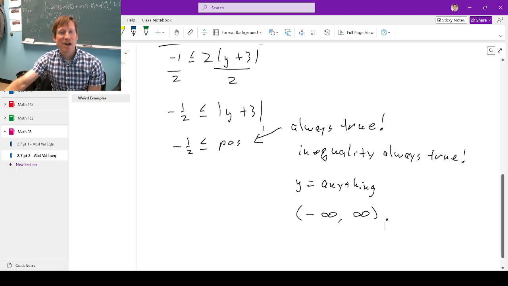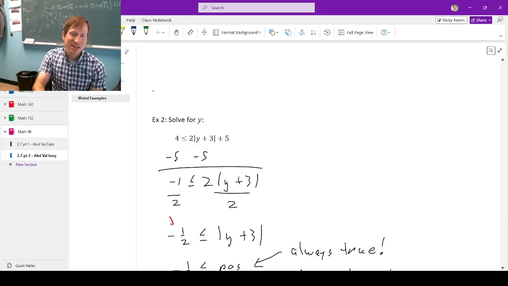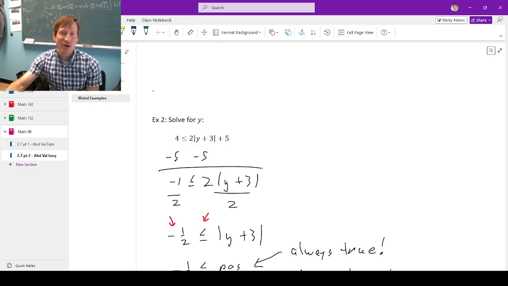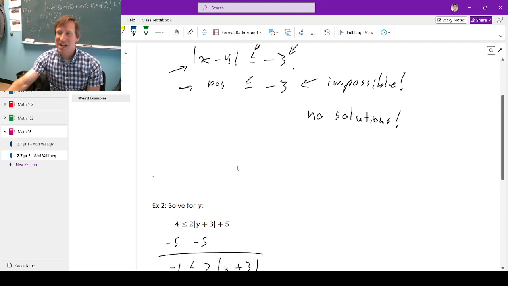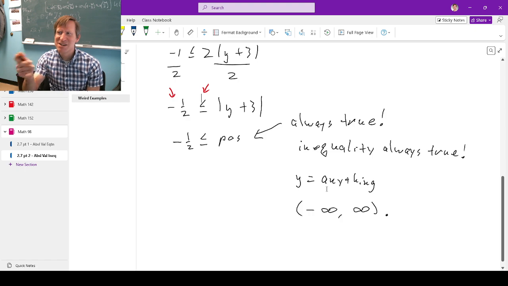The reason this happened is because once we isolated the absolute value, we had a negative on the other side, and the absolute value was on the greater side of the inequality. So what happens here is, if you have an inequality with an absolute value and a negative on the other side, you get either no solutions or everything is a solution, depending on whether the absolute value was on the greater side of the inequality or the lesser side of the inequality.